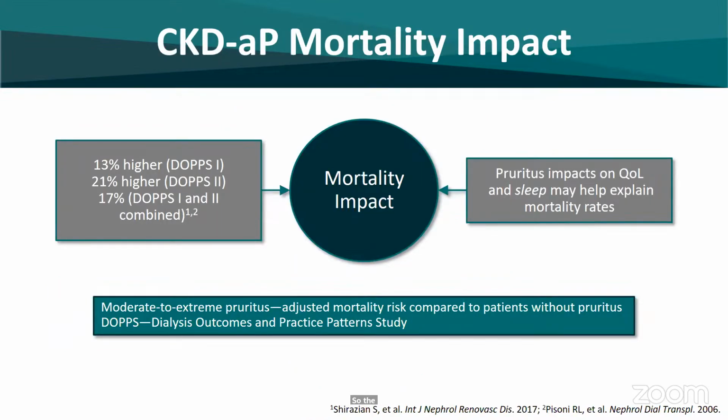So when you take a look at mortality impact, this is looking at DOPPS 1 and DOPPS 2, and it's 13% higher mortality in DOPPS 1, 21% higher in DOPPS 2, and when it was combined, it was 17% increased mortality. It impacts, again, on the right-hand side, the quality of life, and sleep may explain why we're having increased mortality rates with patients who have pruritus. So when you look at the moderate to extreme pruritus adjusted mortality risk compared to patients without pruritus, and again, this was from the DOPPS data.